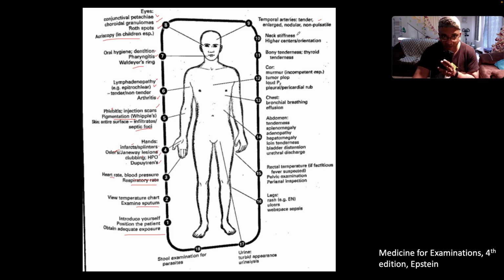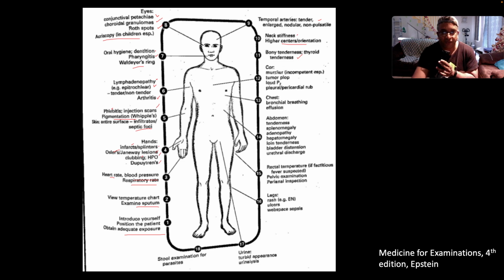Neck stiffness, very important, right? Especially in a patient who complains of headache and photophobia. Check for neck stiffness, your Kernig sign, your Brudzinski sign, and just assess the general mental status, the higher centers and orientation. Is the patient confused or compos mentis? You check for any bony tenderness, any thyroid tenderness. Does the patient have a goiter?